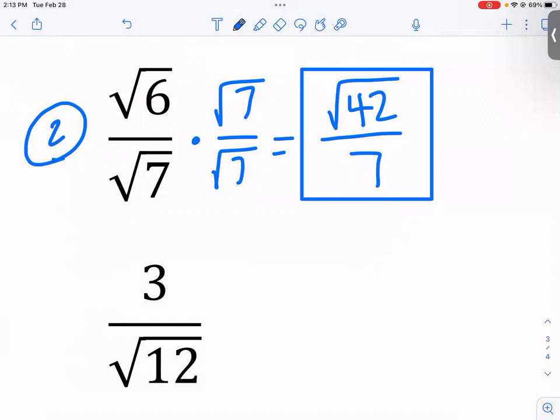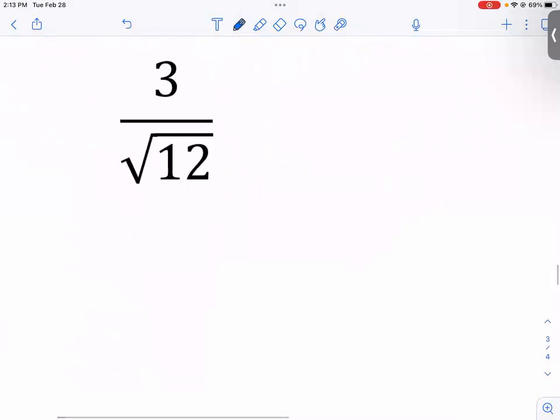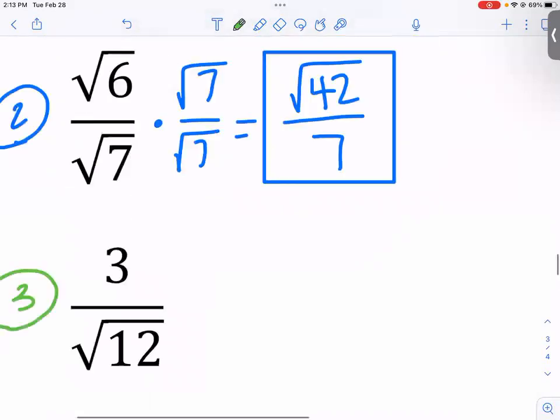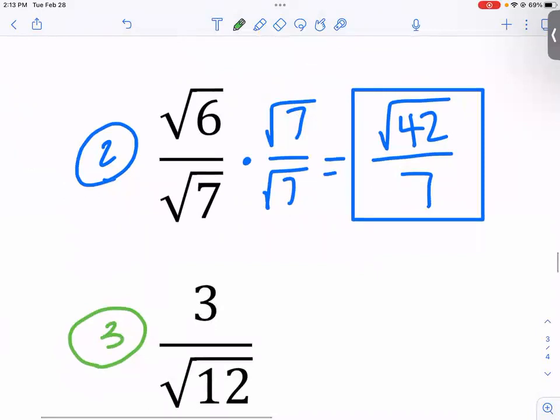Are you okay with this now? I've had some people ask, where do we go from 42 over 7? We go nowhere because 42 is not a number that has a factor that's a perfect square. 42 is 6 times 7.